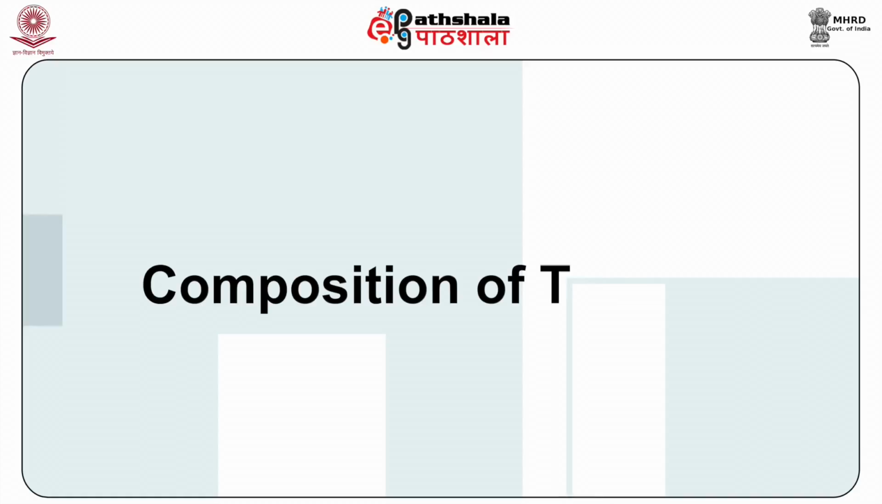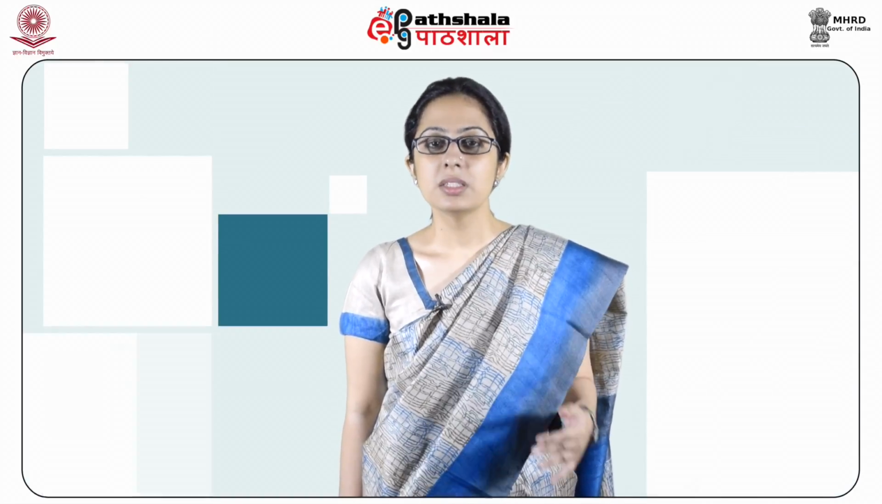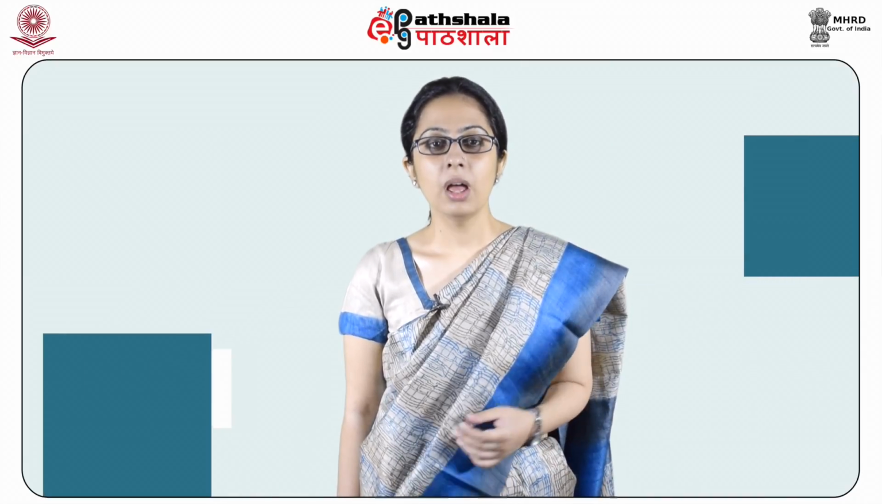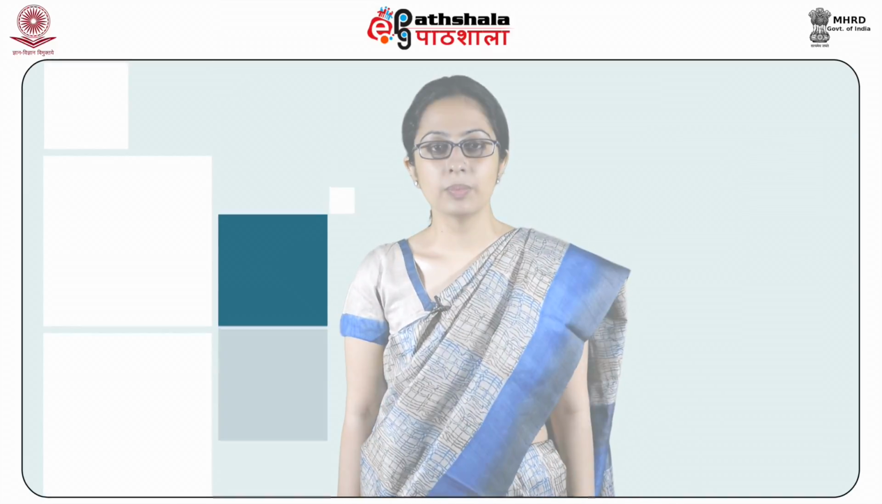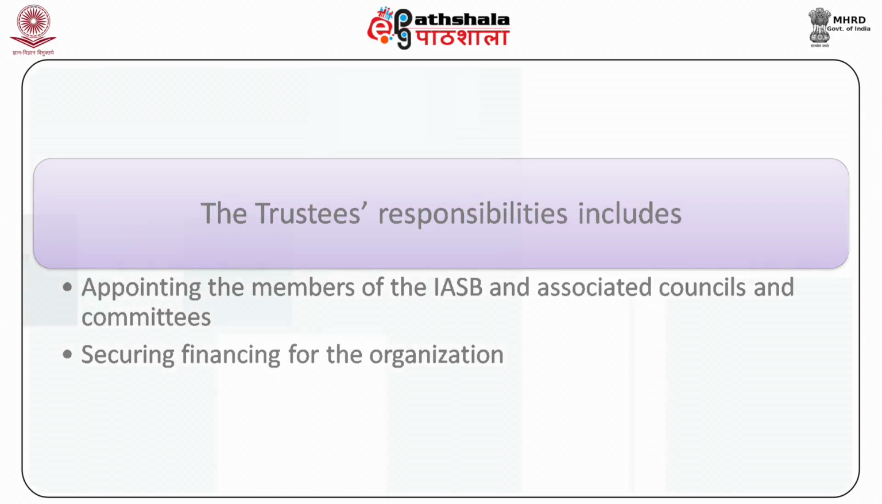The next discussion is the composition of trustees. 6 of the trustees must be selected from the Asia-Oceania region, 6 from Europe, 6 from North America, 1 from Africa, 1 from South America and 2 from the rest of the world. The trustees' responsibilities include: first, appointing the members of the IASB and associated councils and committees. Second, securing financing for the organization.